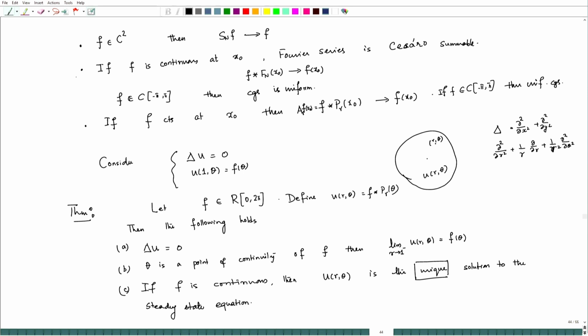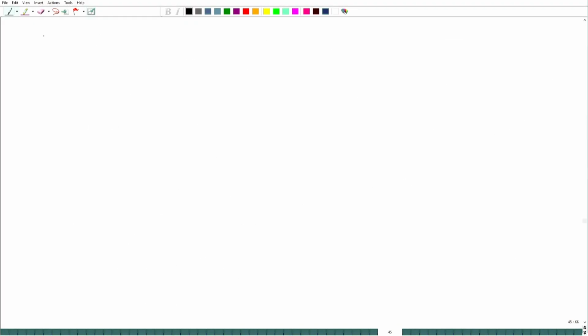Okay. So, now to prove this, we need to only prove (a), because (b) we have already done, since u of r theta is given to be f convolution of P_r of theta. So, we know that at the point of continuity this converges as r goes to 1. So, let us first prove (a), then we will prove (c). Proof.